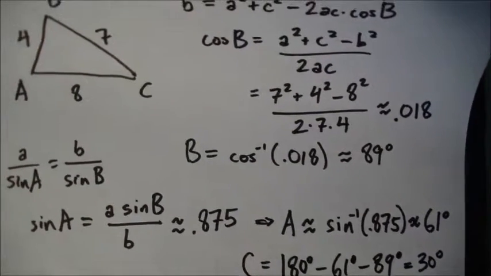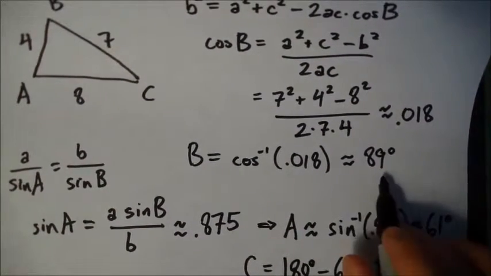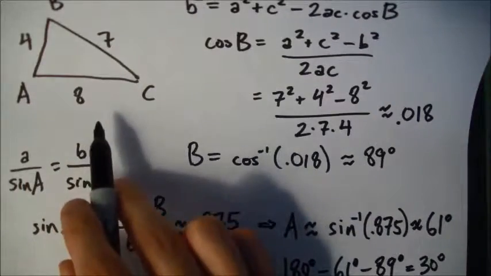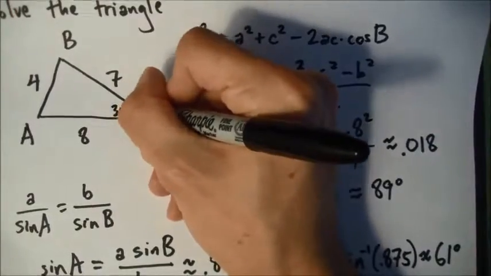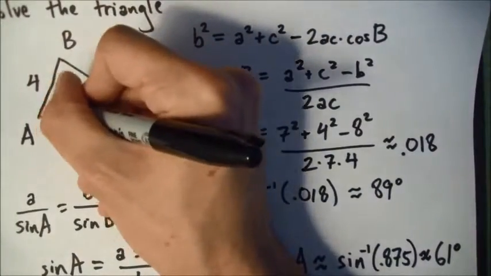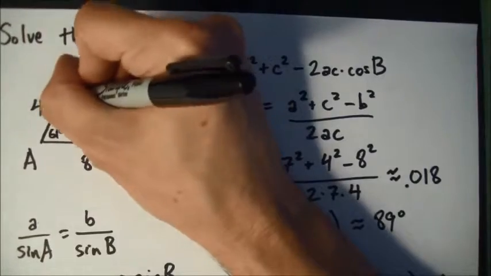So just as a quick comment, you might notice that this is almost a 30, 60, 90 triangle, and the sides are actually consistent with that. So C is 30 degrees, A is 61 degrees, and B is 89 degrees.